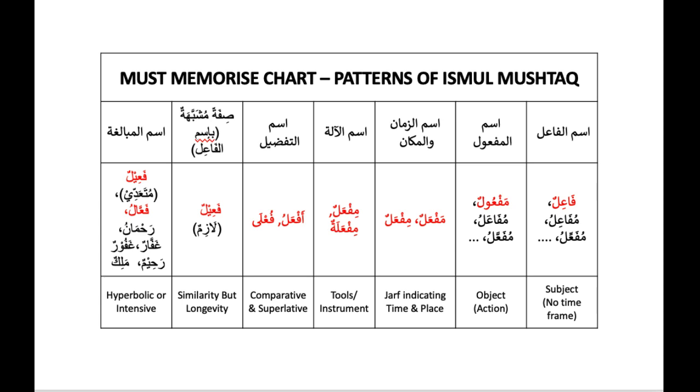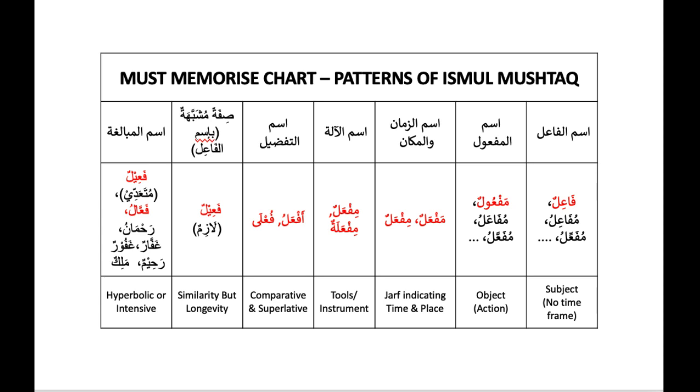Sifat-e Mushabbaha bi Ismil Fa'il. It means Sifat-e Mushabbaha is also an Ismul Fa'il as well. It's a sifat, meaning describing some quality of the action. Similarity, but with longevity, duration, time frame. The most common pattern is fa'ilun. Please note that it is a lazim or intransitive verb.